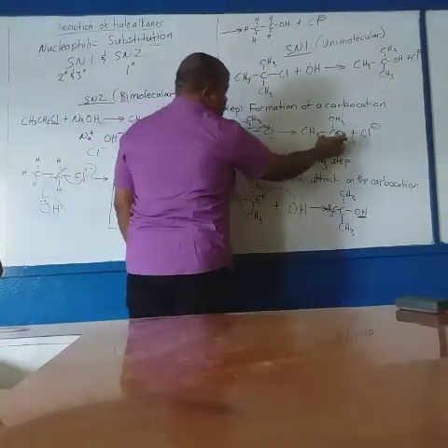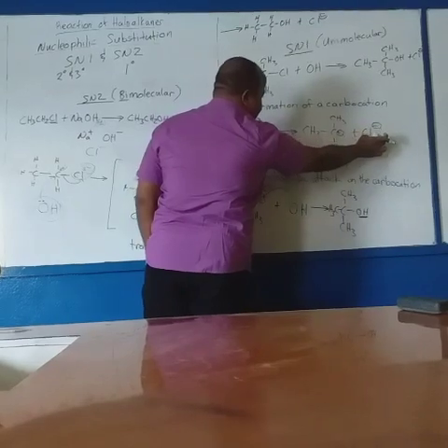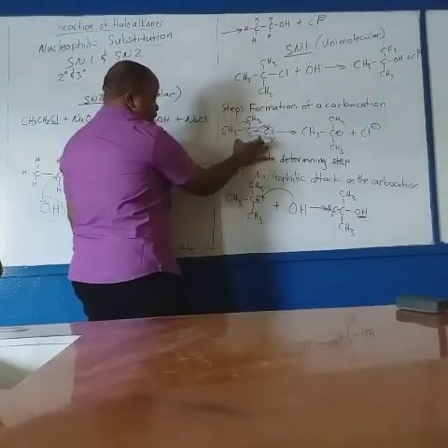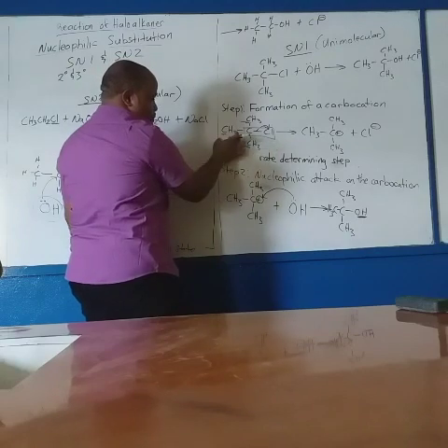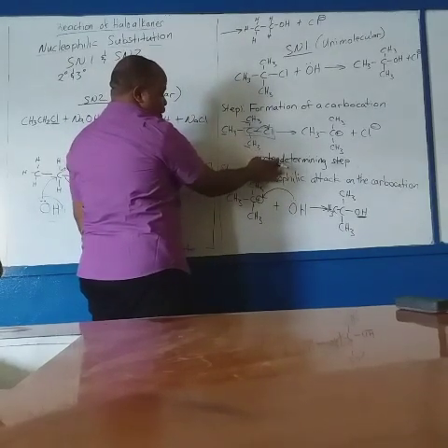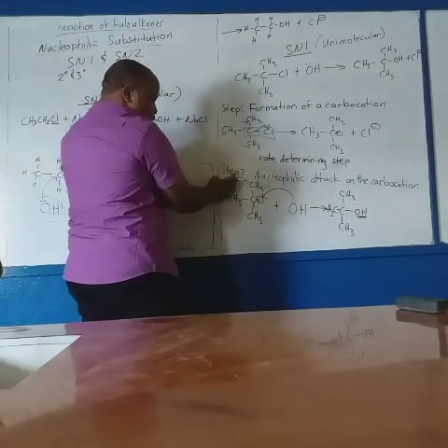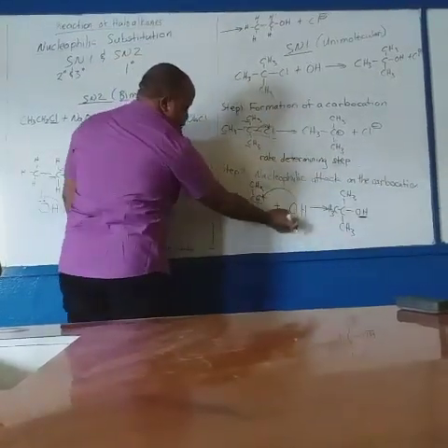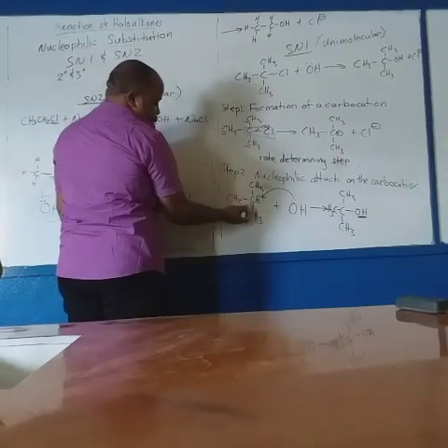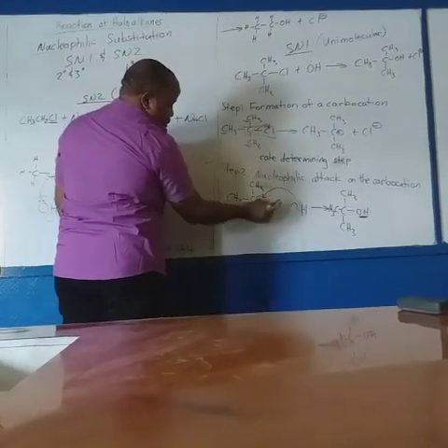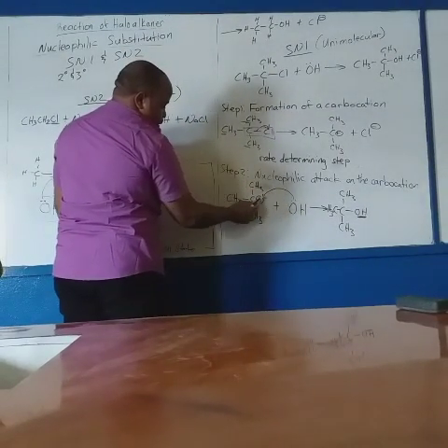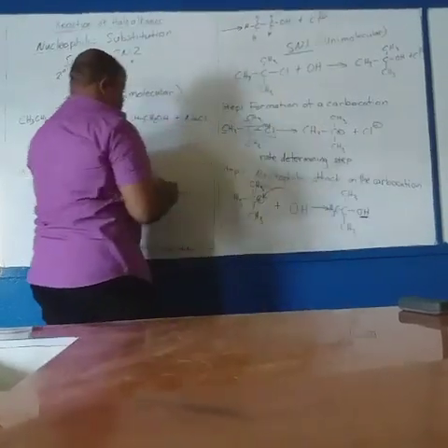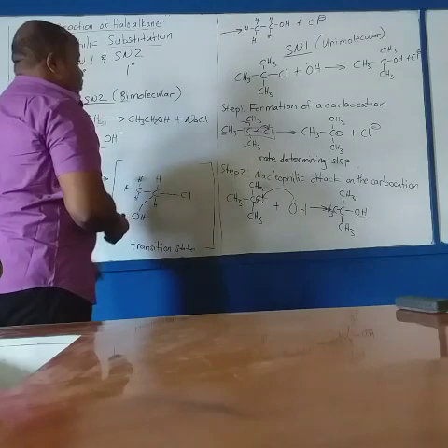And so you end up with an electrophile and a nucleophile. This step is the slowest step of the 2, so it is the rate determining step. In step 2, we have nucleophilic attack on the carbocation. So your nucleophile will attack the carbocation, and you draw a curved arrow from the lone pair to the carbocation, and you get your alcohol, and that is SN1.